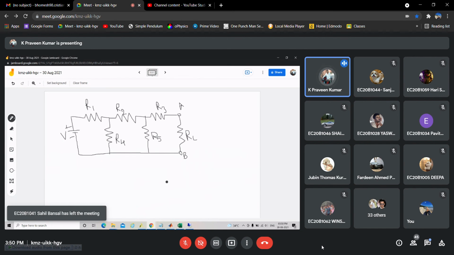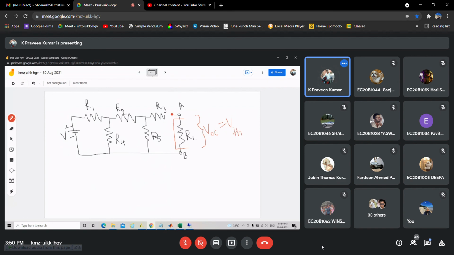So first we need to calculate the Thevenin voltage. How will we calculate Thevenin voltage? First we need to find the open circuit voltage. Listen here properly. That means first we need to remove this RL. Open circuit voltage means first remove this RL, then calculate the open circuit voltage. So that is VTH.